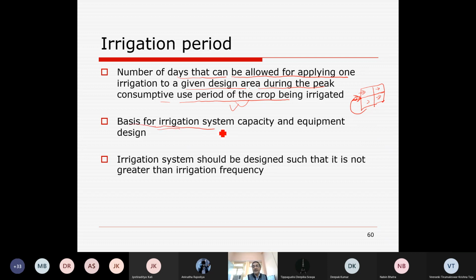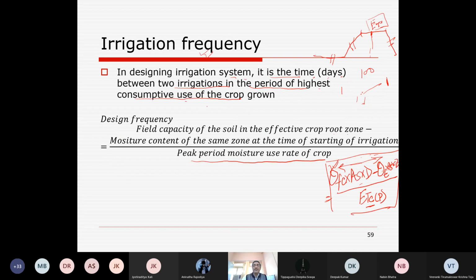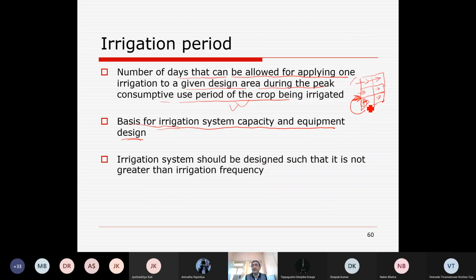This is the basis for irrigation system capacity and equipment design. The reason being, suppose we have a big farm, in a single day it cannot be covered, right? It cannot be covered in a single day. So we need to design in such a way that the pump is running, our water supply is continuous, and it is irrigating this whole farm field in such a way that at first field, irrigation frequency is not disturbed, or it is getting water at the same time.